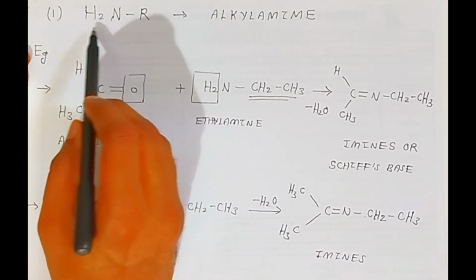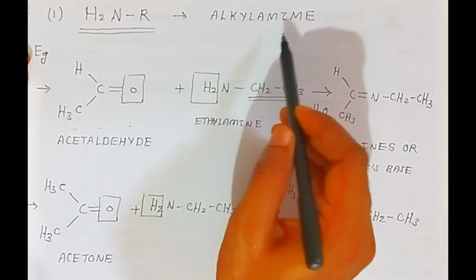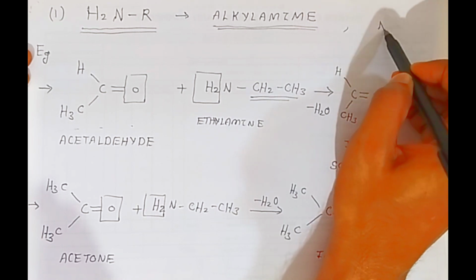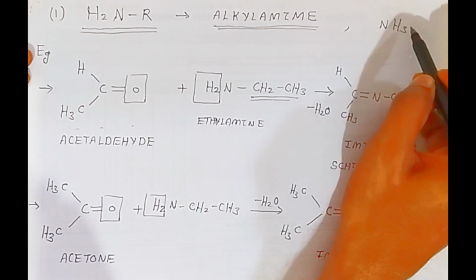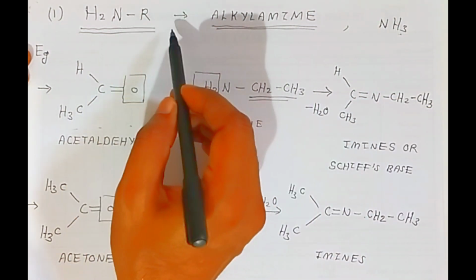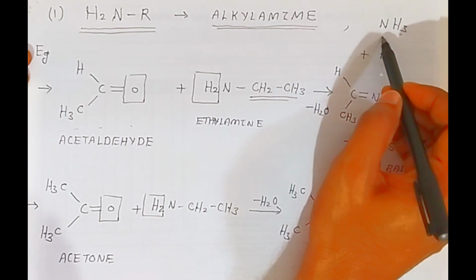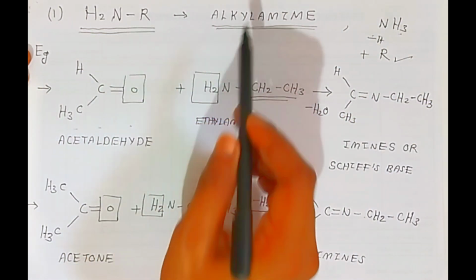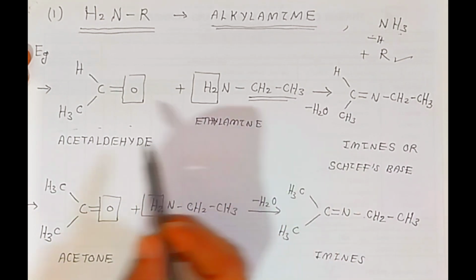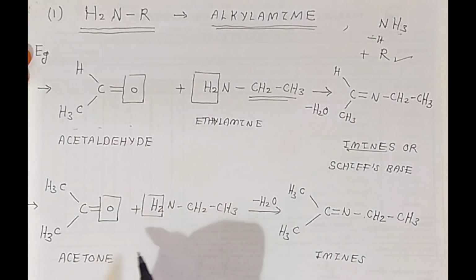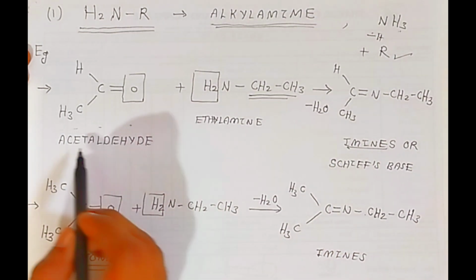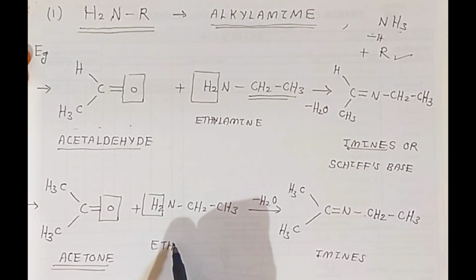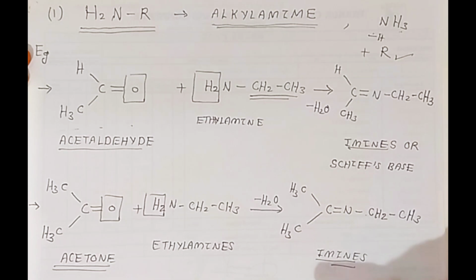So this is the first ammonia derivative I have taken, students, that is called alkylamine. Ammonia has three hydrogens. If you remove one hydrogen and replace it with an alkyl group, the derivative we call alkylamine. Okay students, so ethylamine, when it reacts with acetaldehyde, will give you imines. Same thing, students, in ketone also. Example here I have taken, acetone, which when combined with ethylamine will give you imines.